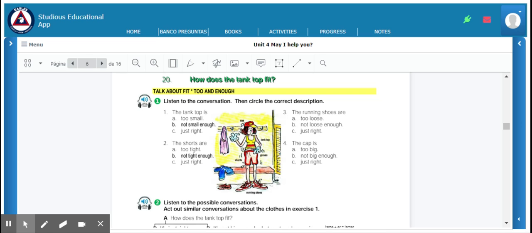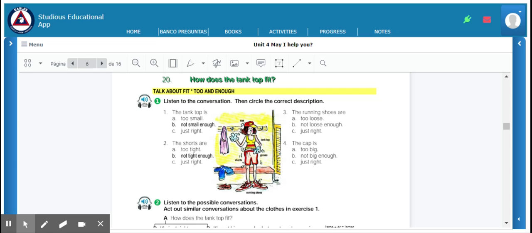Okay, let's start with lesson 20. It's called How Does the Top Tank Fit? Right here, what you guys are going to learn is how to use the word to and enough. Don't forget that any extra information that I mentioned will be added to the Moodle platform. So don't forget to go back to your Moodle platform and check that information out. I'm going to upload some videos and a couple of charts so that can help you understand the topic.